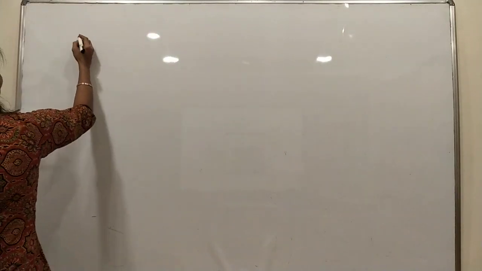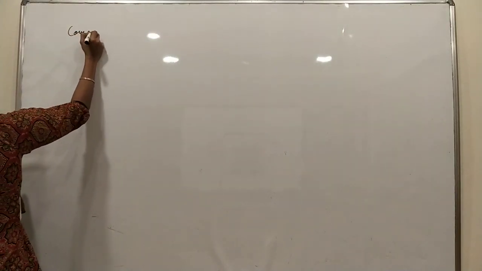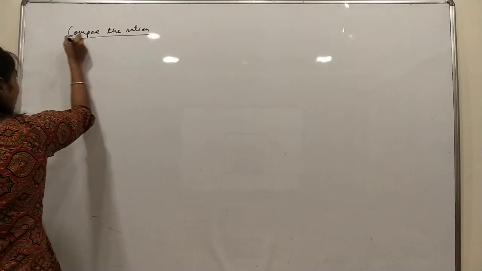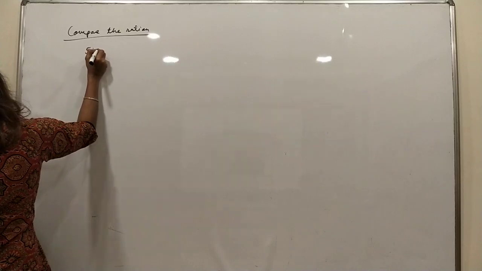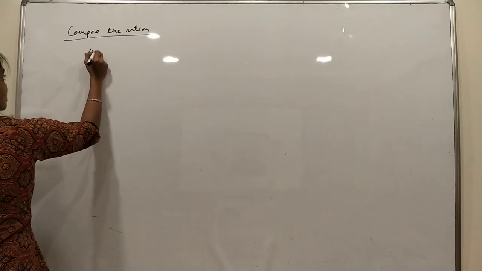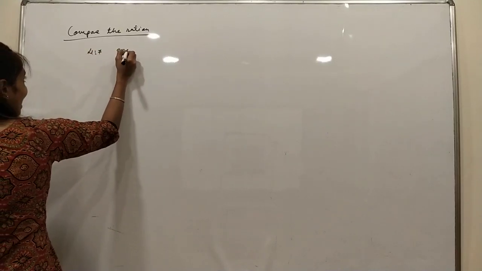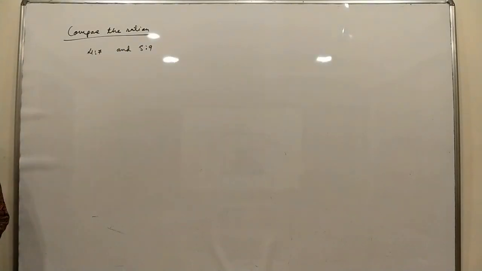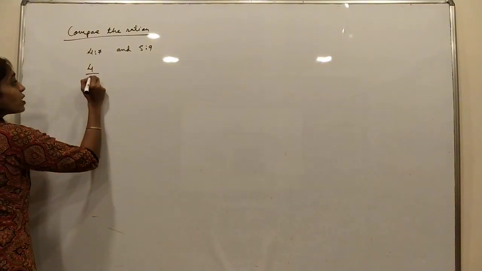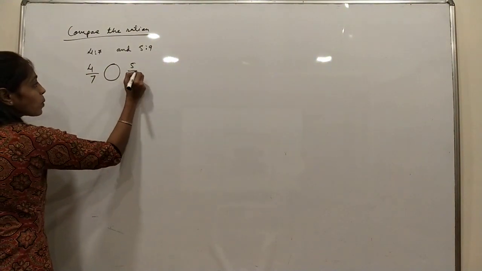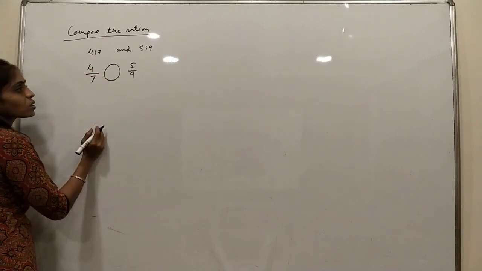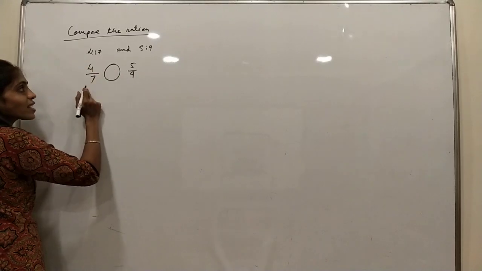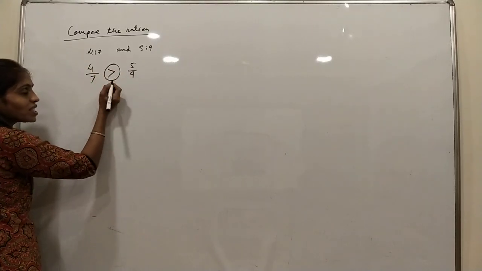Now compare the ratio. It's very easy. It's about 5th standard. 4 is to 7, and 5 is to 9. Compare means which ratio is greater and which is smaller. Now 4 upon 7 and 5 upon 9. 9 fours are 36. 7 fives are 35. Obviously 36 is greater than 35, so 4 upon 7 is greater.